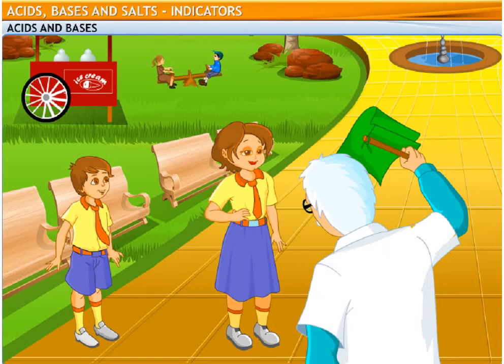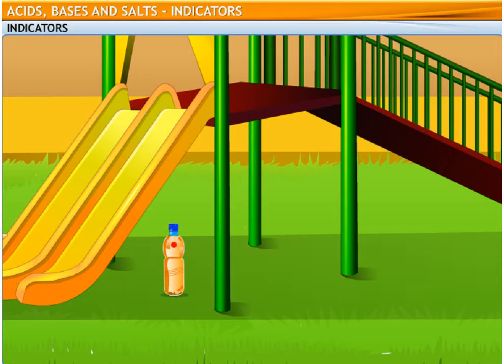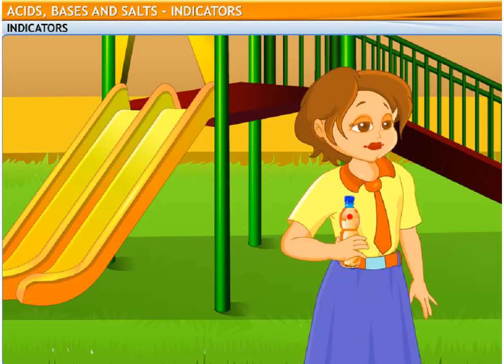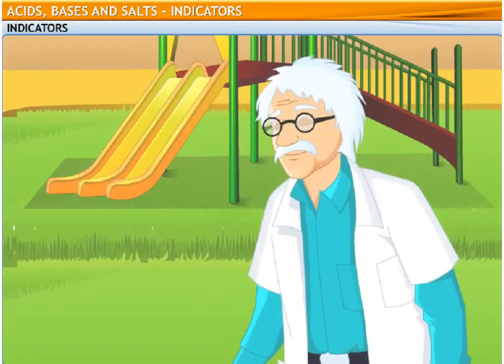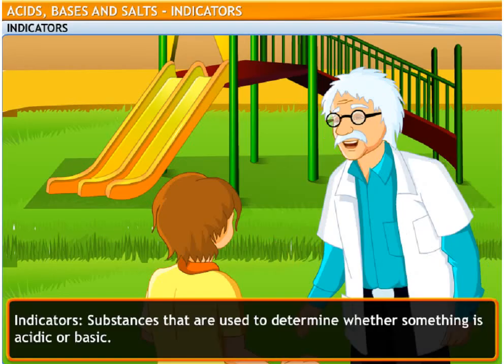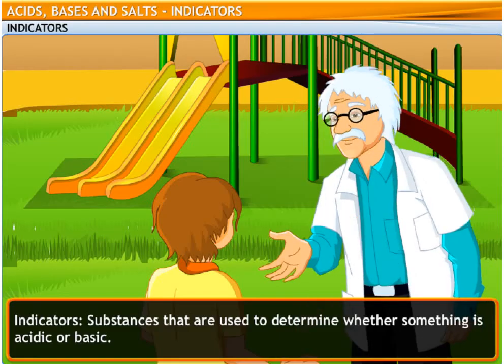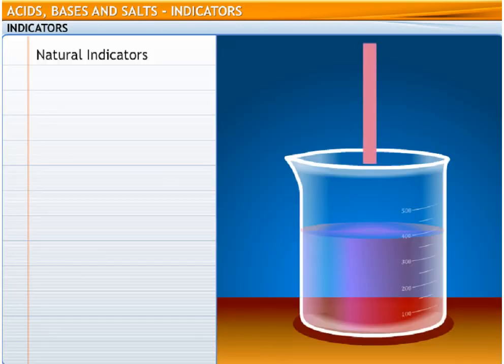All right, get, set, go! I found something with a red dot, but I wonder if this is acidic or basic. How do we find out? Let me help you. There are special substances that are used to test whether something is acidic or basic. These substances are called indicators. Indicators change their color when added to an acidic or basic solution.